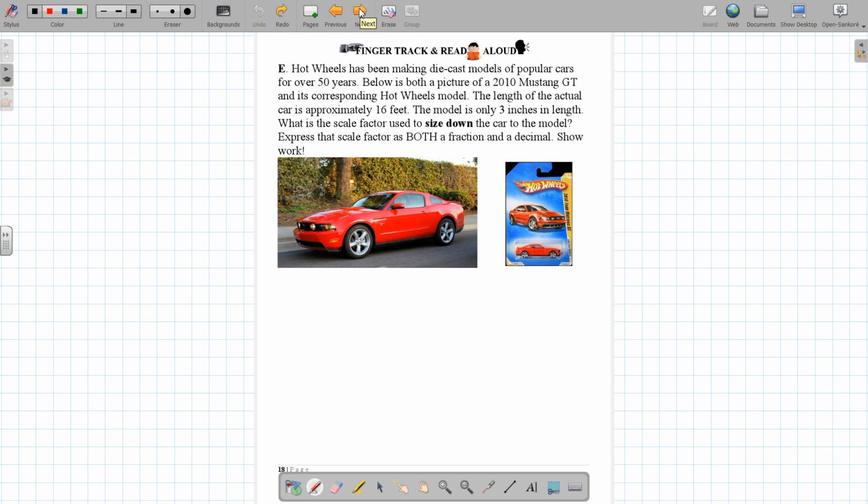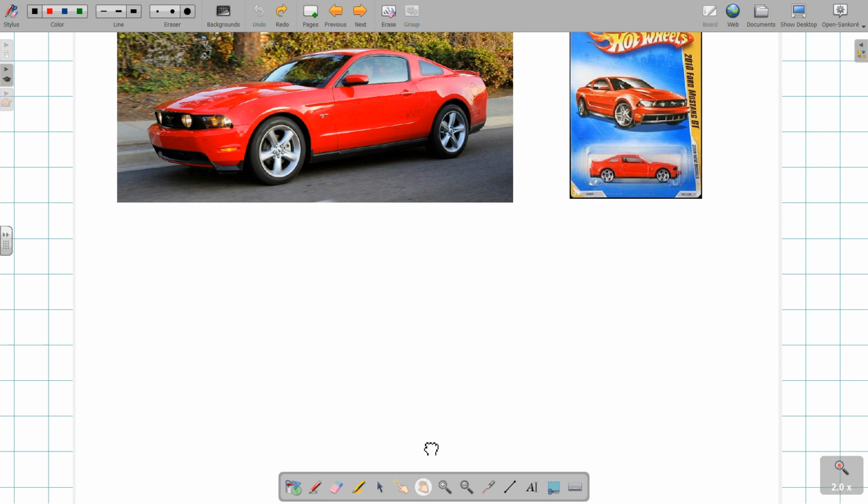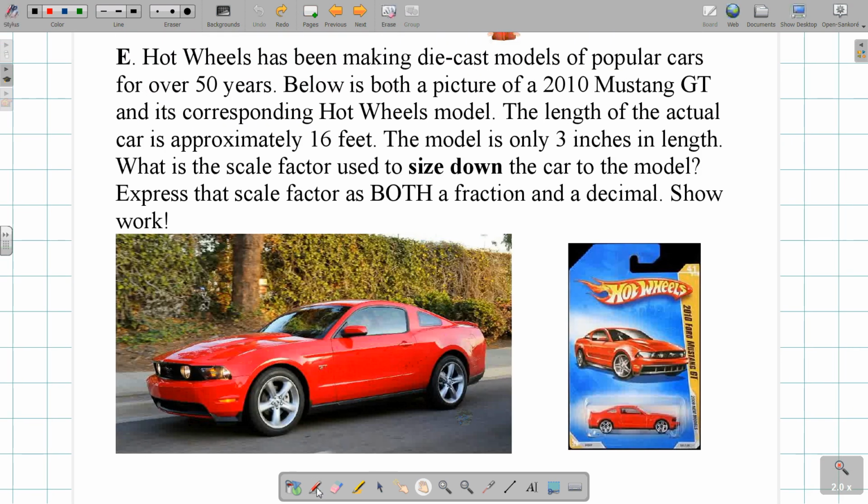Question E. Finger on the paper, read out loud. Hot Wheels has been making die-cast models of popular cars for over 50 years. Below is both a picture of a 2000 and a corresponding Hot Wheels model. The length of the actual car is 16 feet. So that we actually label that. The model is only 3 inches in length.